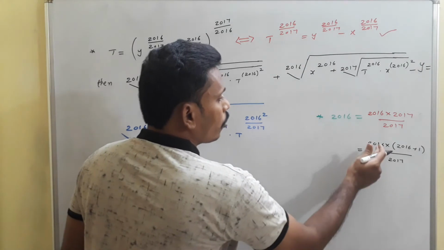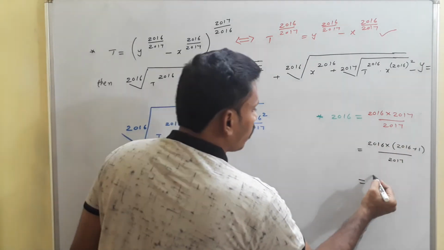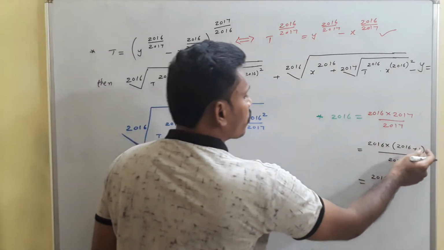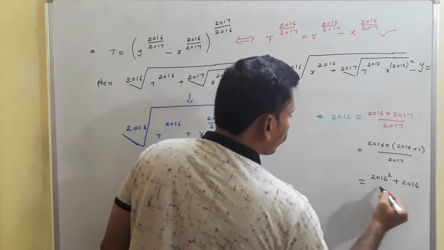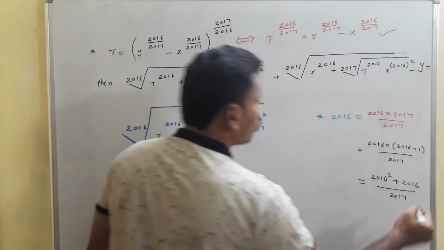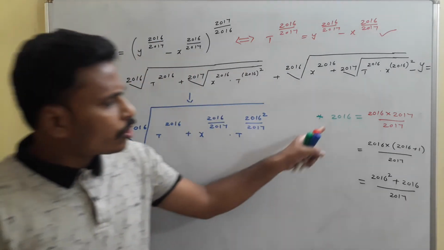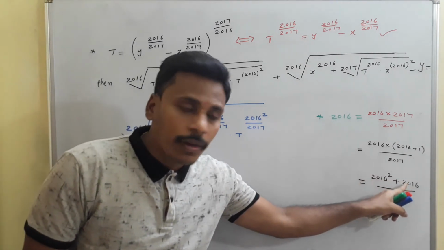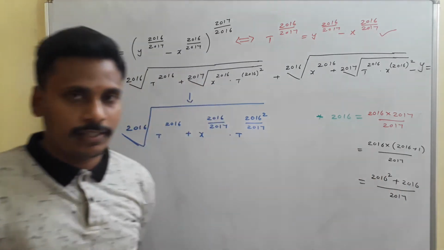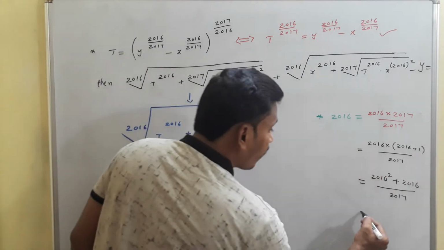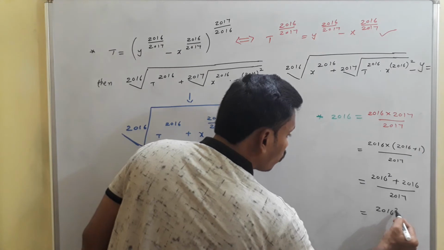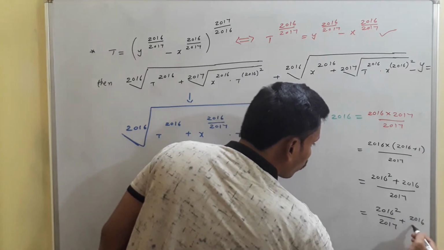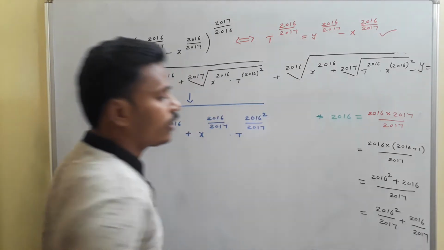This is equal to 2016 into 2016, which is simply 2016 square, plus 2016 into 1, which is 2016, divided by 2017. So 2016 is equal to 2016 square plus 2016 by 2017, right? And again I will write it like this: this is equal to 2016 square by 2017 plus 2016 by 2017.